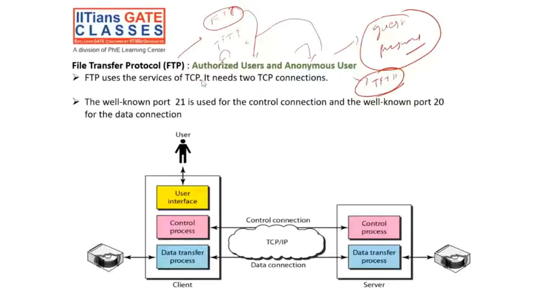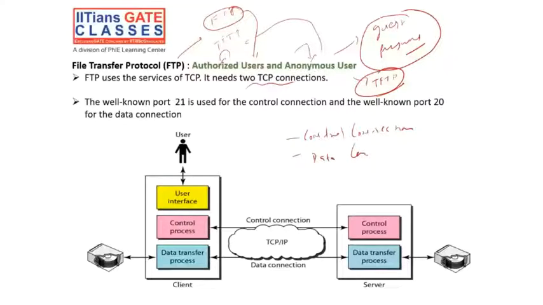Okay, that's the meaning. Now, FTP uses the service of TCP in the transport layer. So it needs two connections for transferring the file from server to client or client to server, vice versa. One connection we call the control connection, and another is your data connection.